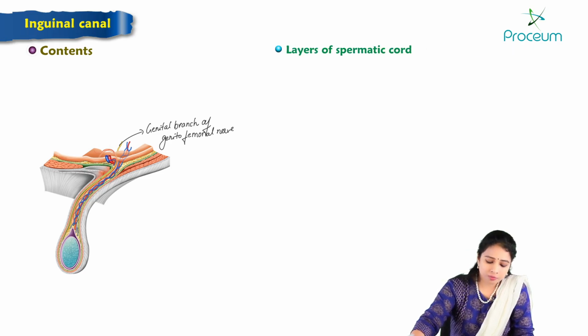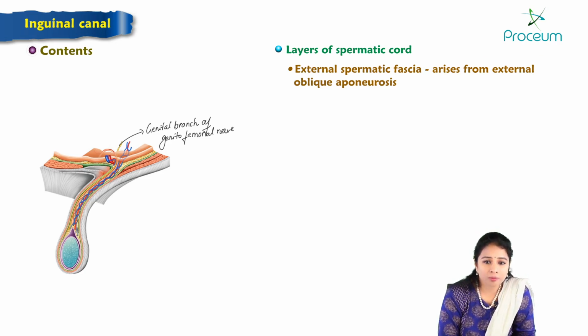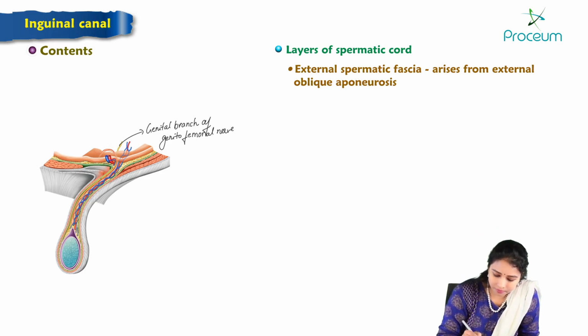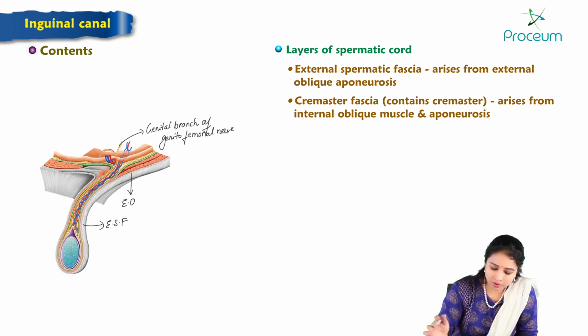So the layers of the spermatic cord are the external spermatic fascia, which arises from the external oblique aponeurosis. So this is the external oblique aponeurosis, which continues as the external spermatic fascia. Then the cremasteric fascia, which contains the cremaster muscle, arising from the internal oblique muscle and its aponeurosis.